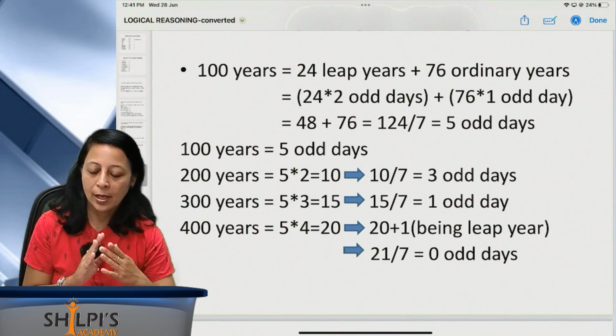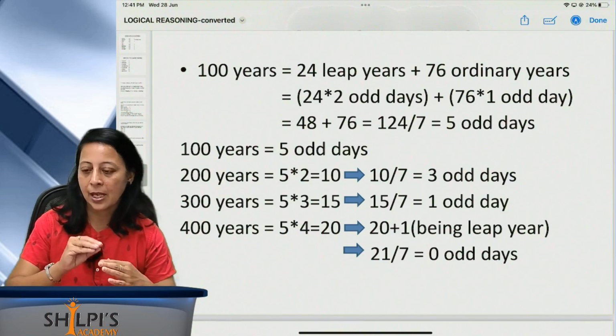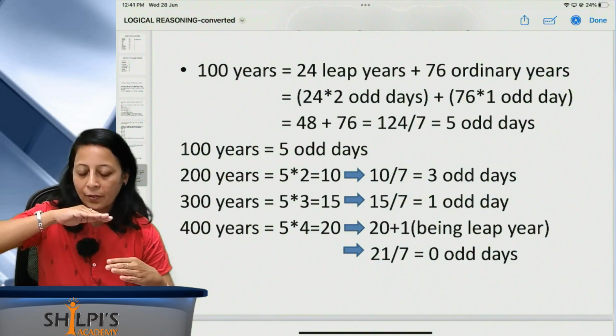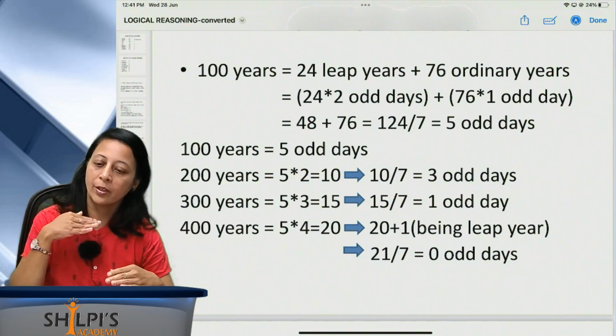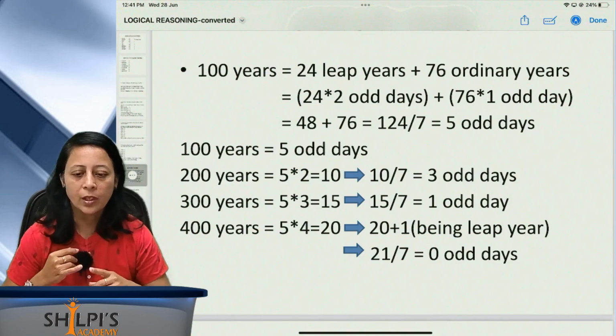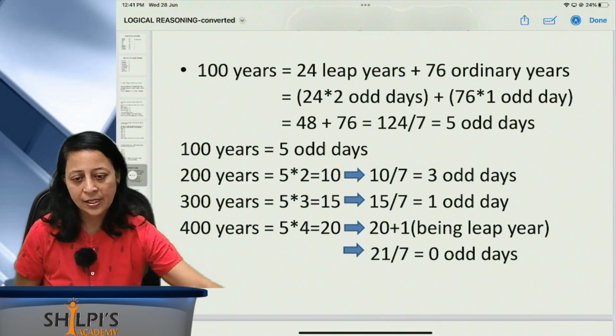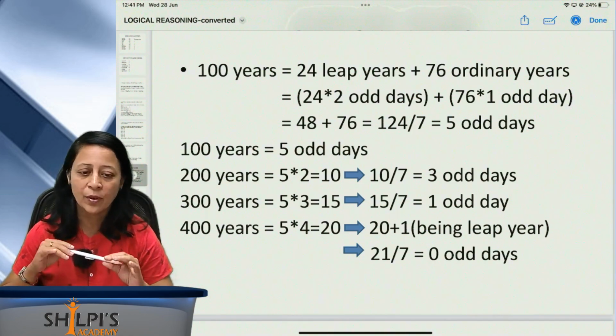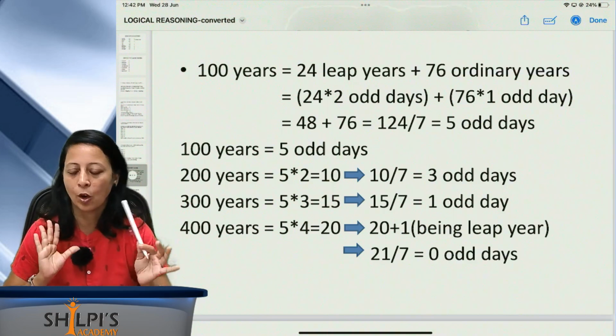As said, 0 is Sunday and 1 is Monday. So we have to bring it to that level, where you reduce and simplify everything by 7. Now when you add 48 and 76, you get the total as 124. Again, divide 124 by 7, you get 5 odd days. Odd days means a remainder. That's it.